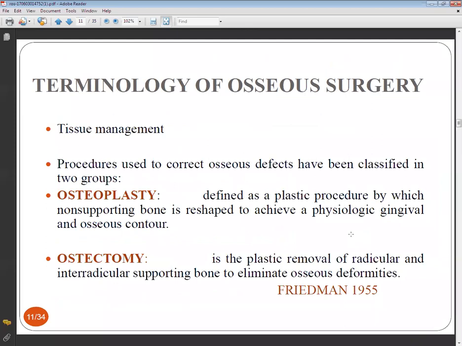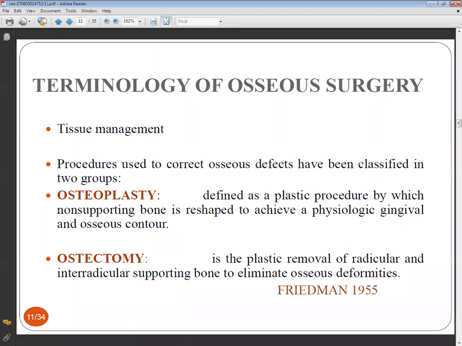So these two terminologies you should know: what is osteoplasty and what is ostectomy. Osteoplasty is a surgical procedure by which reshaping is done to achieve a physiological contour without compromising the supporting bone of a tooth. Osteoplasty is a procedure by which reshaping is done to achieve a physiological gingival osseous contour without removing supporting bone.